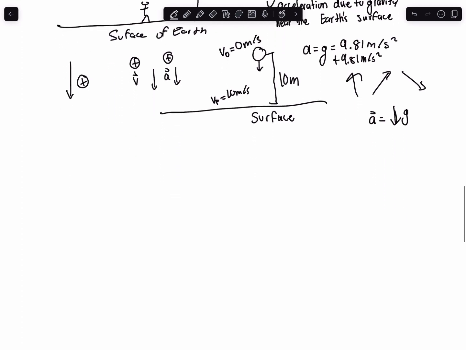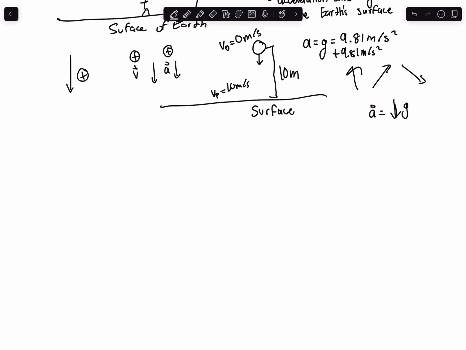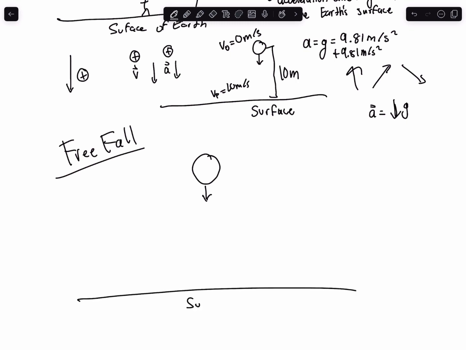Now, to end this video, let's do a very simple example. This example we call free fall. Why do we call it free fall? Because the object that we're going to model is just falling. It's not going right, it's not going left. The only thing working on the object is gravity. Free fall. Let's say this is the surface of the Earth, and we have a big old boulder right there.